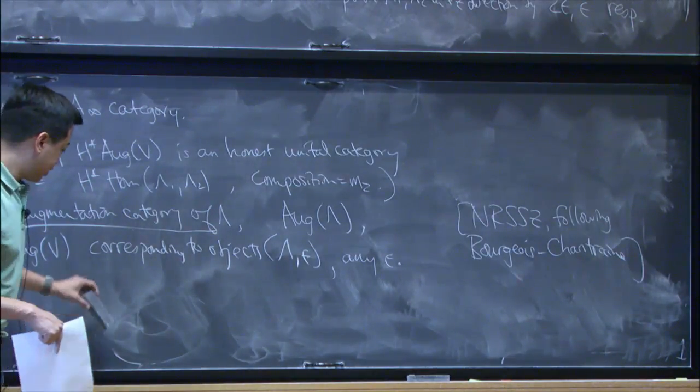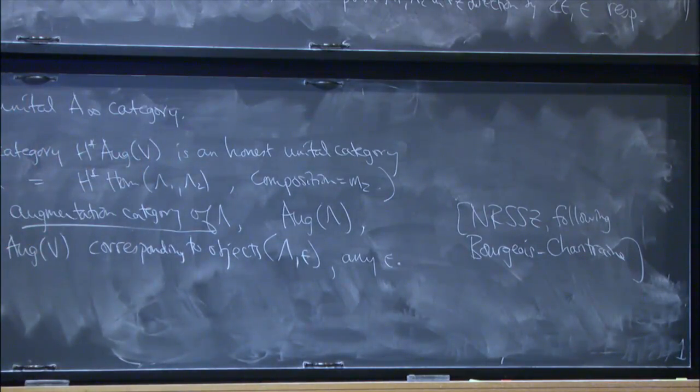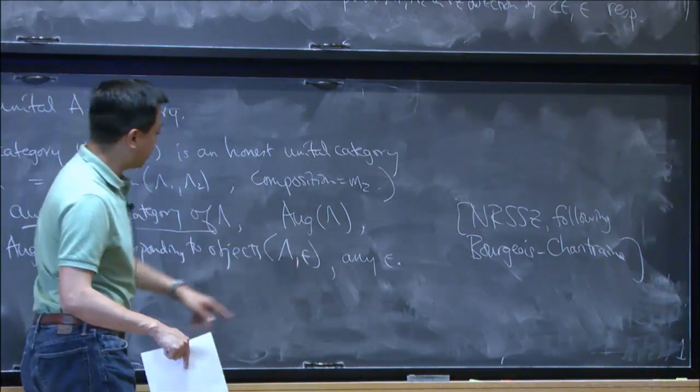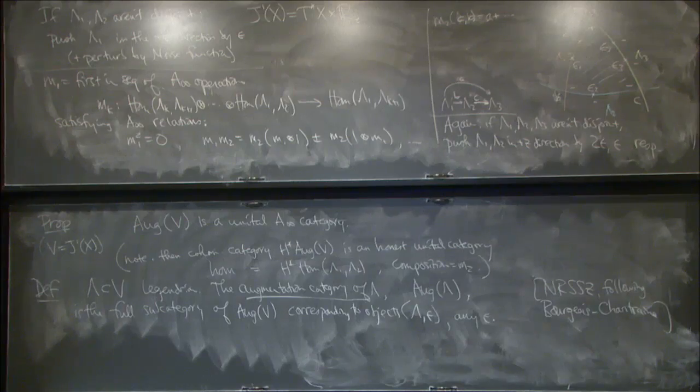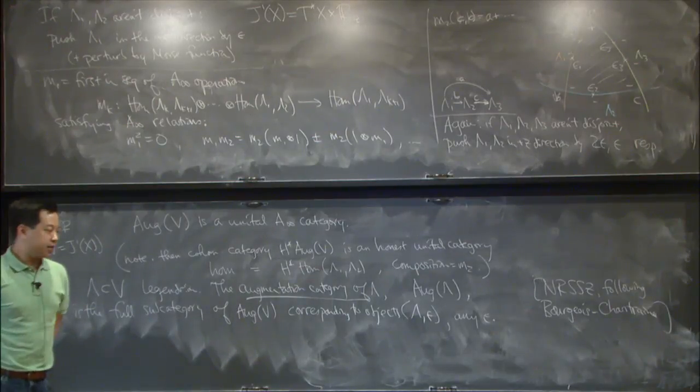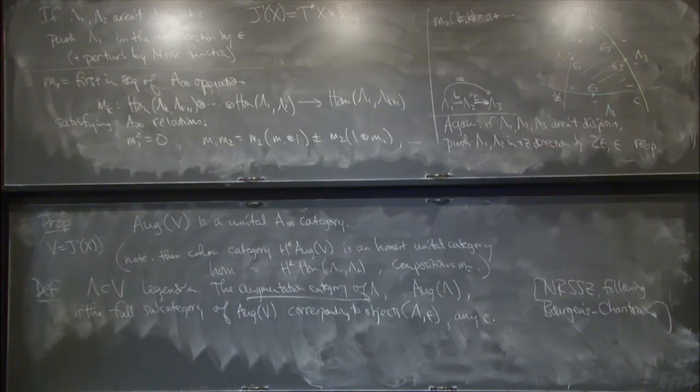Maybe I will just say out loud, but not write down, that if you have an object in this category that's this Legendrian lambda along with an augmentation that comes from a filling, and you take the self-hom of that with itself, what you get is the usual Morse chain complex for the cohomology of the filling. So H star of self-homs is just H star of the filling.